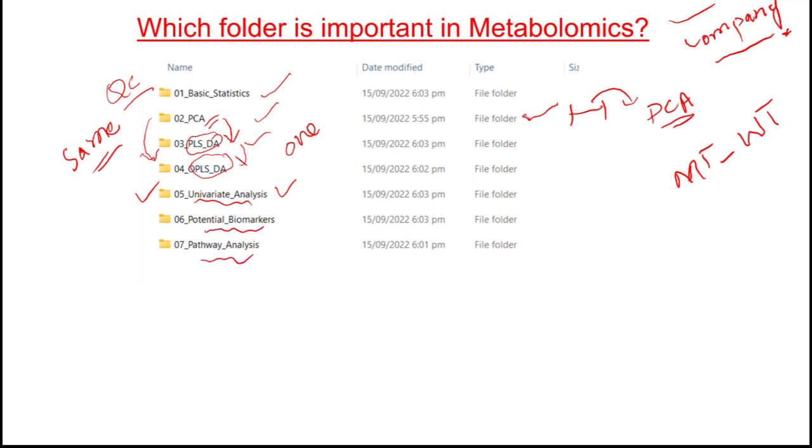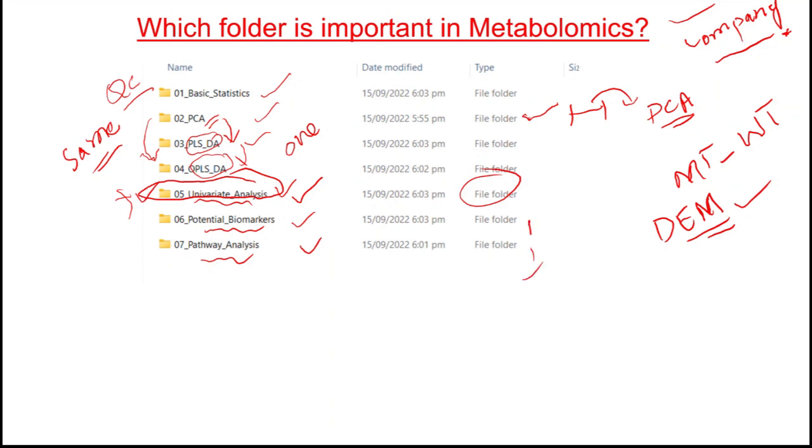So all the important differential DEM, we call it differentially expressed metabolites, I will also talk about later. So all the DEM files you need to dig out from this folder, the univariate analysis. You can take most of the figures from this folder, and after that potential biomarkers, and then pathway analysis, we will also be choosing at least one figure from each as well.